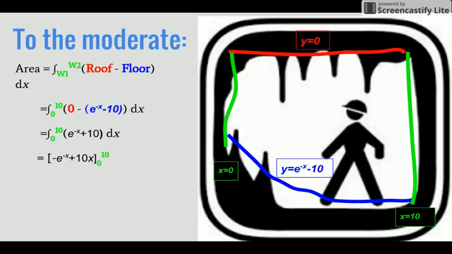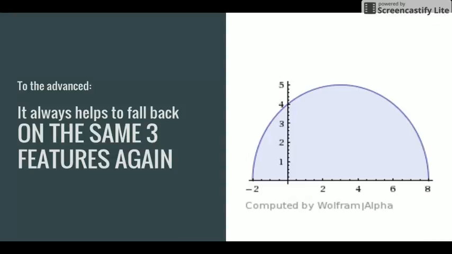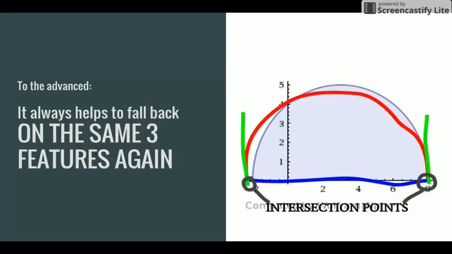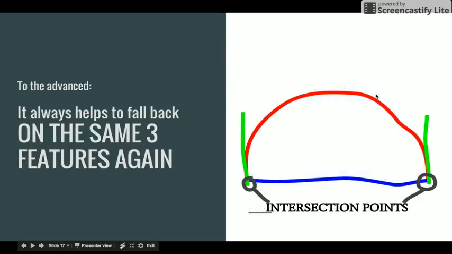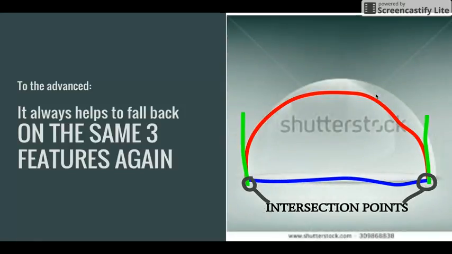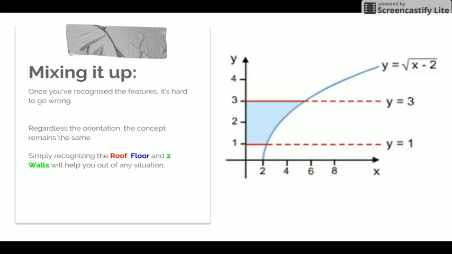For a more difficult question, such as finding the area of a semicircle, we are coming back to revisit the same points of how the curve, the floor, and the walls intersect at the same points. And once again, you'll be able to see that it also corresponds with a glass dome, which is also a common feature of a building in our world.